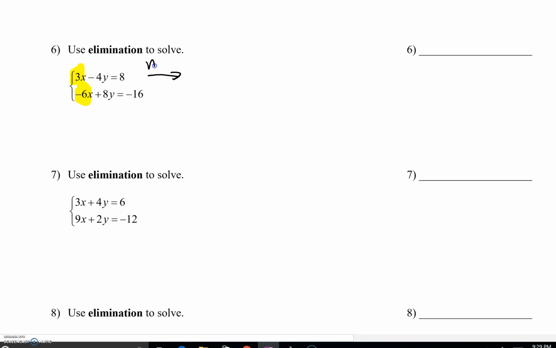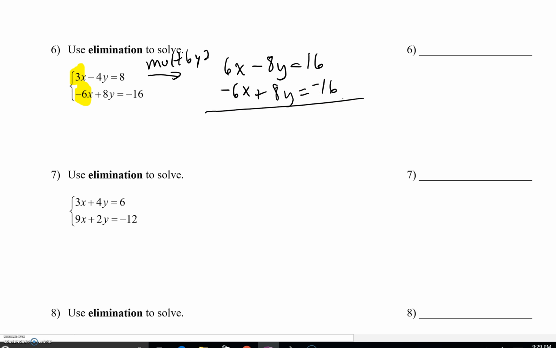However, if I multiply the top equation by 2, I will get 6x minus 8y is equal to 16. Remember, I have to multiply every single term by 2. The second equation I'm going to leave as it is. The 6x and negative 6x cancel, negative 8y and 8y cancel. There are 0 variables left. 16 plus negative 16 is 0. This is a true statement.